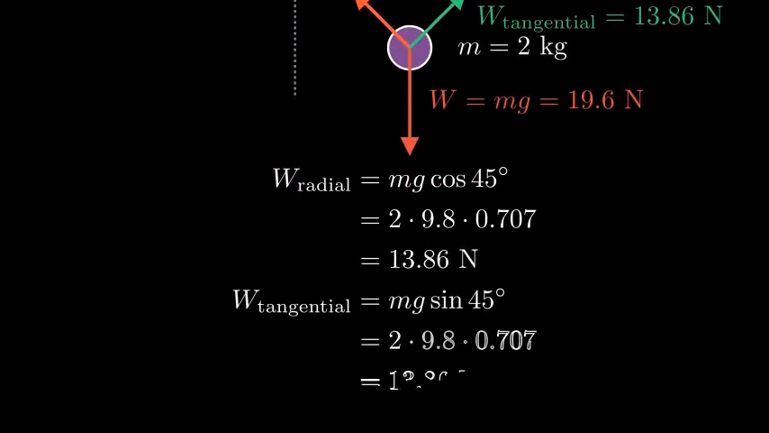The radial component, which is toward the pivot, equals weight times cosine of 45 degrees. That's 19.6 times 0.707, which equals 13.86 newtons. The tangential component, which tries to pull it back to the center, equals weight times sine of 45 degrees, which also equals 13.86 newtons. The radial net force provides the centripetal acceleration.